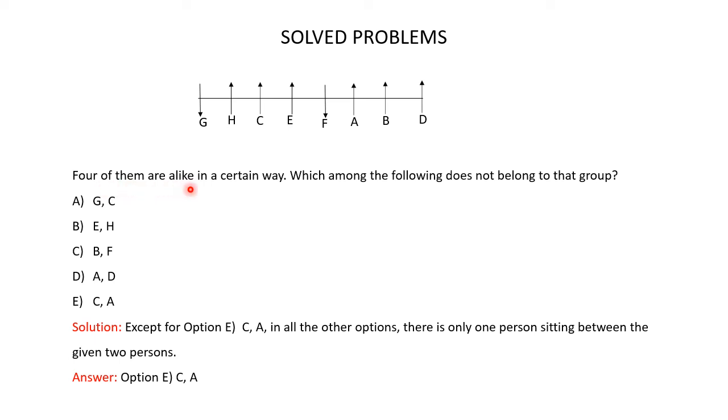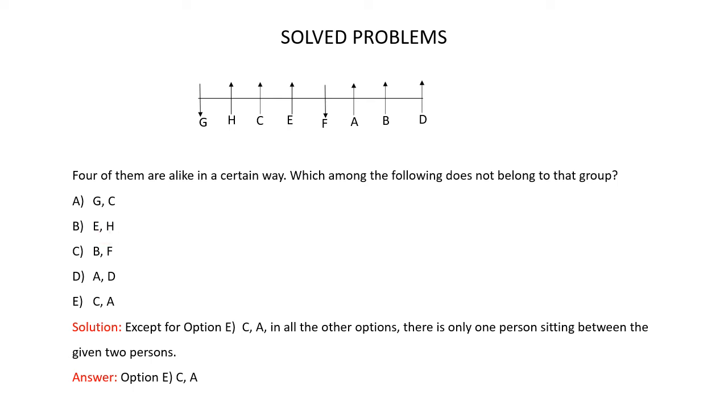4 of them are alike in a certain way. Which among the following does not belong to that group. You are given 5 options and you have to find out which of these options is the correct one. Let's examine each of the options and see which of these options does not belong to the group. Now option A is G and C. G and C. So here you can see that between G and C there is only one person sitting.